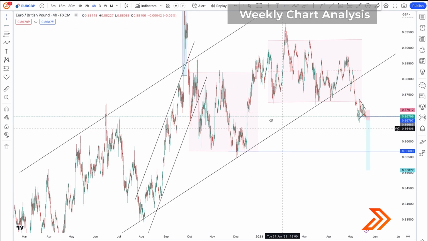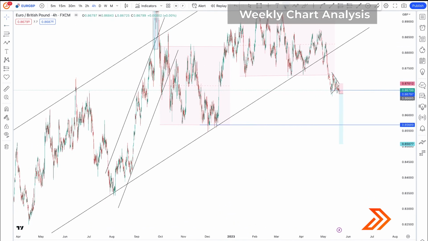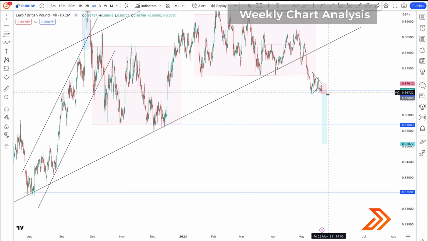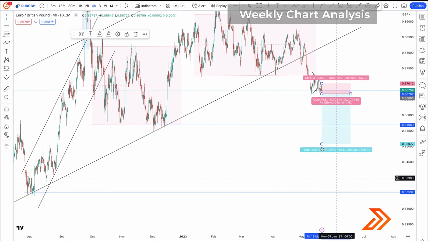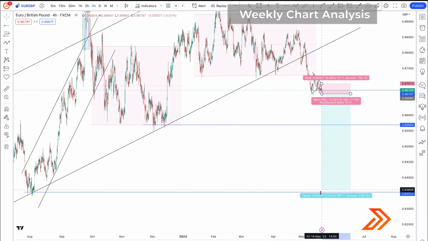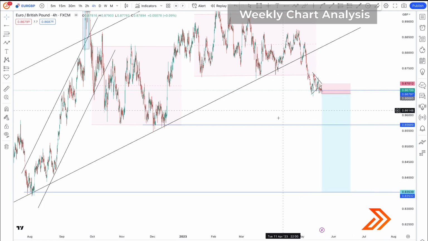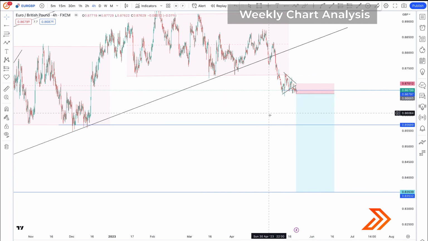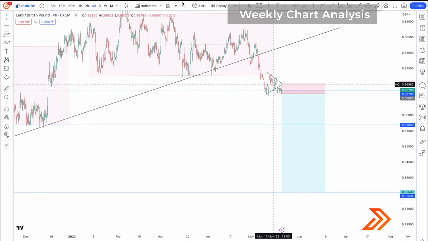This is one zone for taking your profit target, and this is another zone for taking another profit target. So we should be expecting some sort of long-term bearish movement on euro pounds, guys. Within this movement you should know where to take your profit. All right, so that is that on euro pounds.